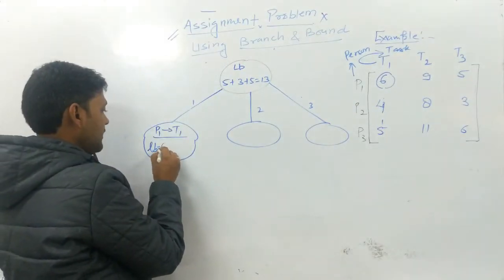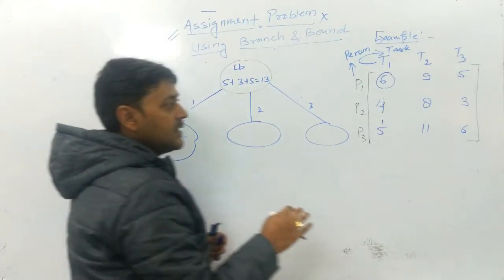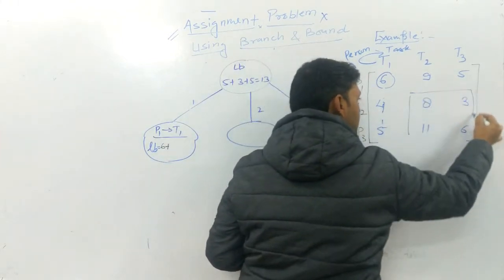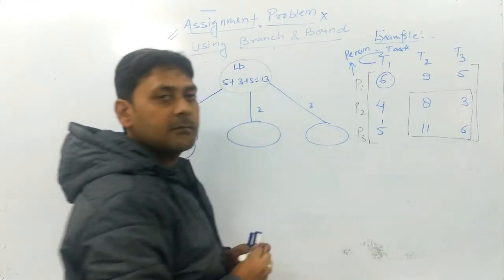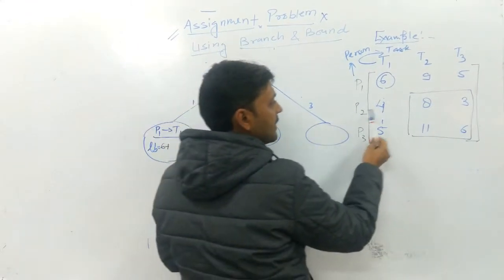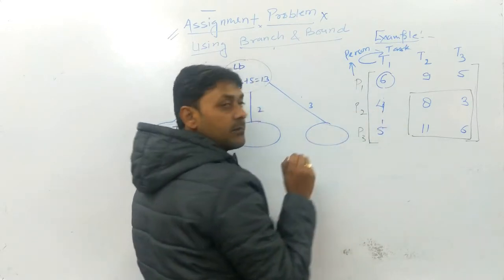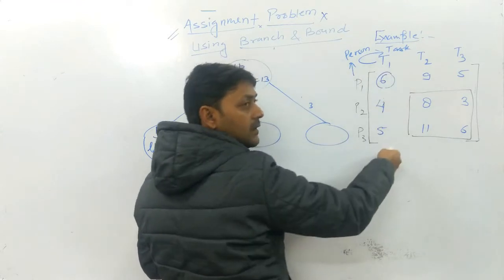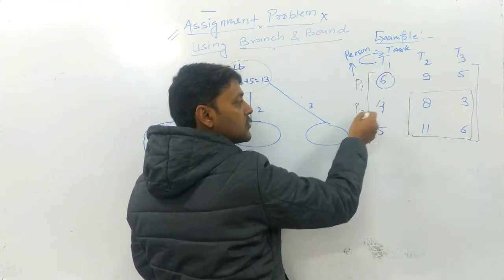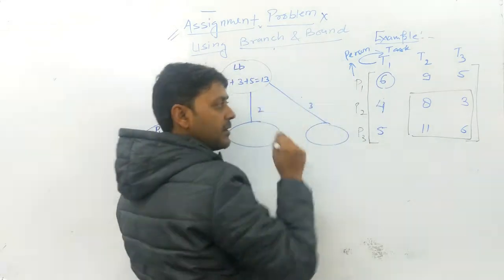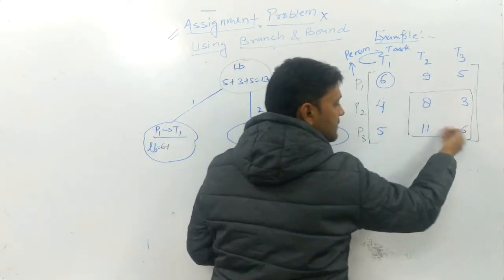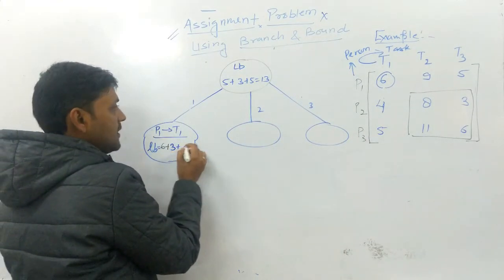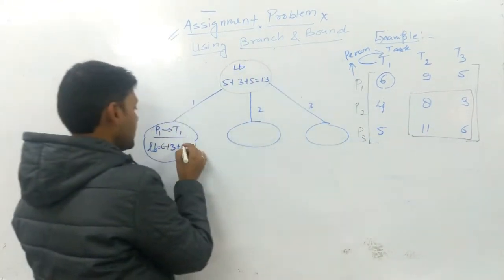The value here is 6 plus the free values, this one and this one. From these you have to choose the minimum value. This 4 is blocked because it is task 1, which is already performed by P1. So the free values are these, and you choose the minimum: 3, and then the next minimum, so the total is equal to 6.